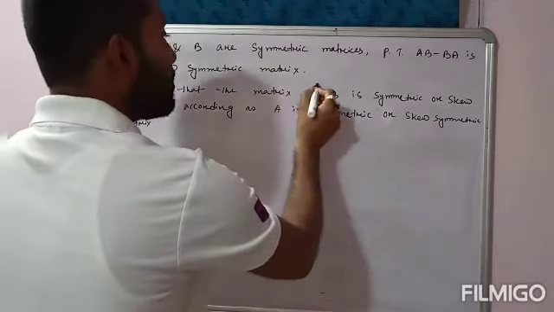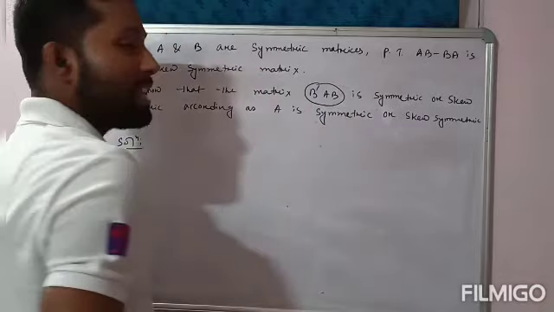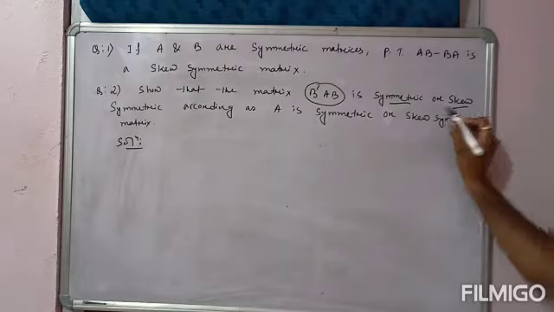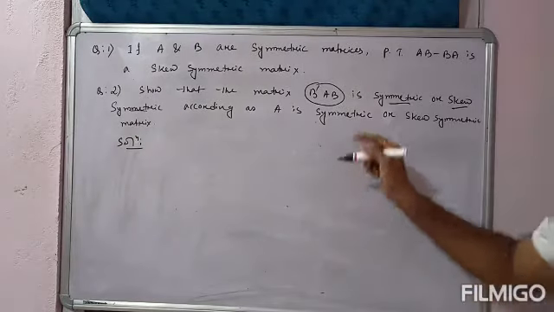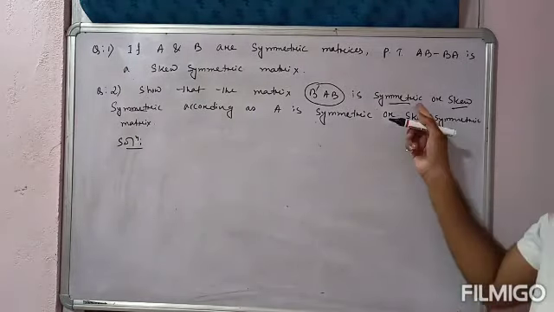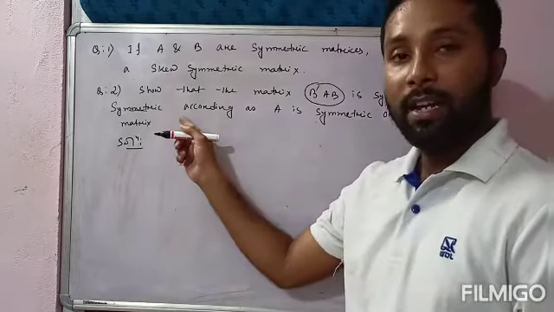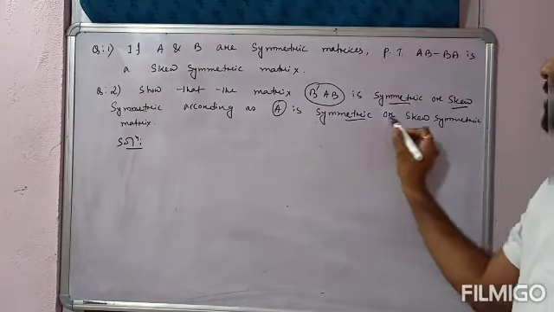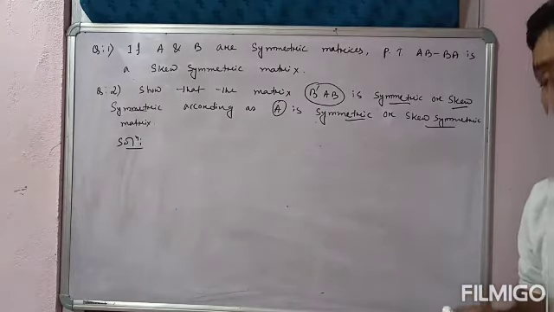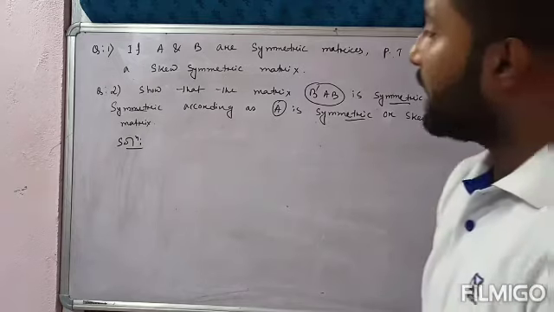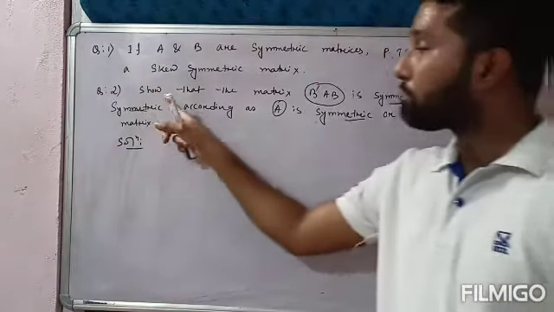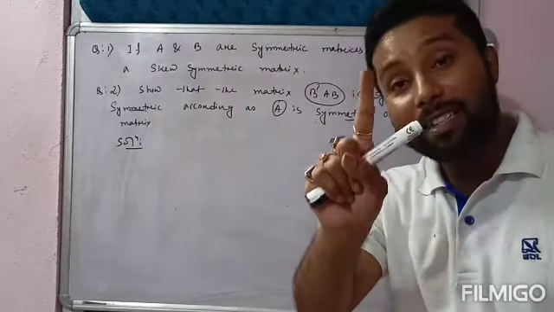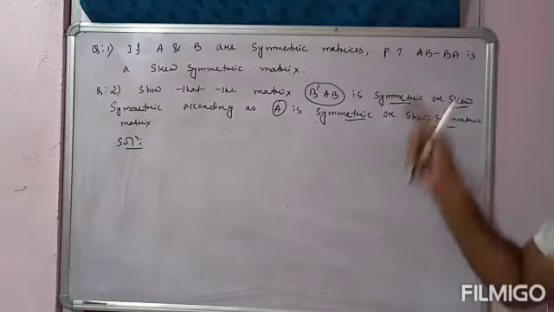the matrix B transpose AB, this is one matrix, B transpose AB is symmetric or skew symmetric. Show that B transpose AB is symmetric or skew symmetric according as A is symmetric or skew symmetric. Once again I am repeating this question. You have to show that the matrix B transpose AB, ये जो B transpose AB है, this is a single matrix just like AB minus BA.